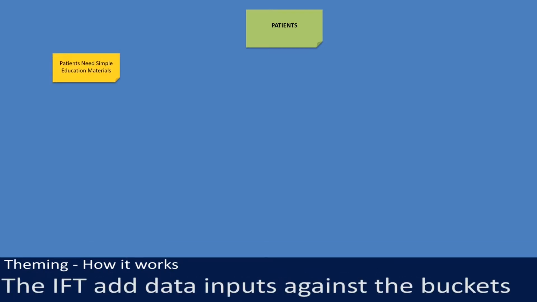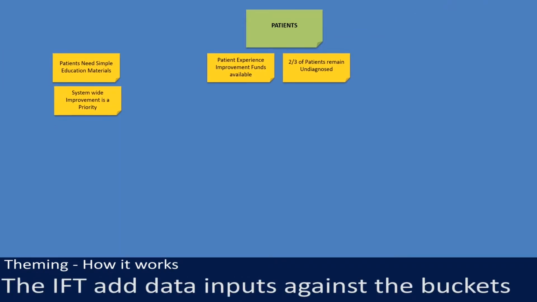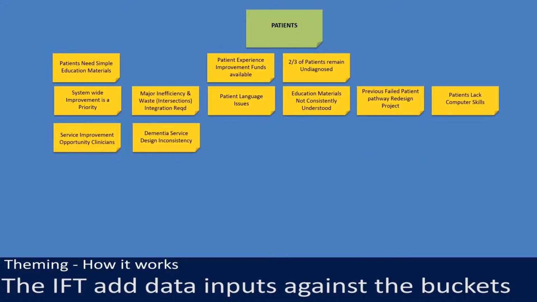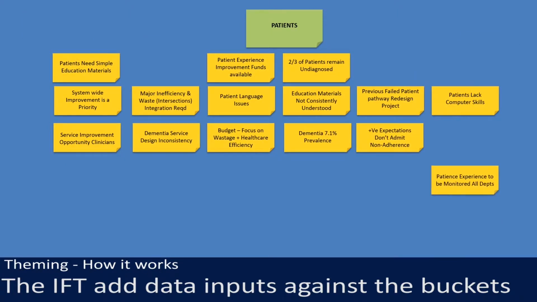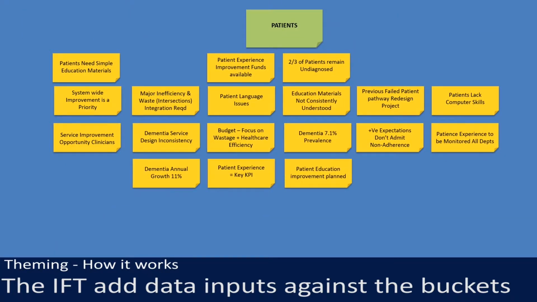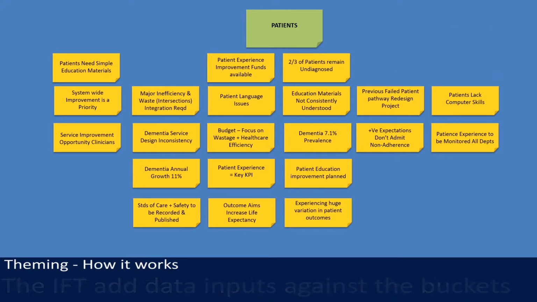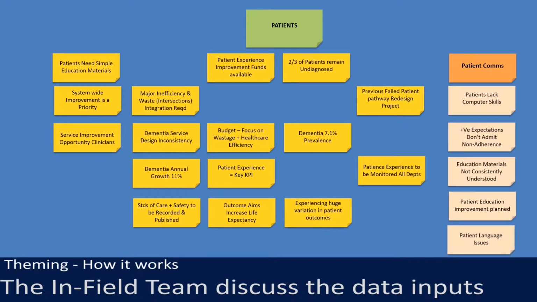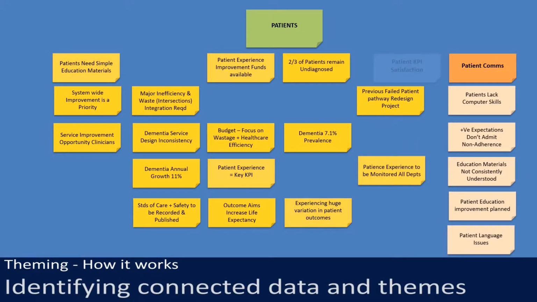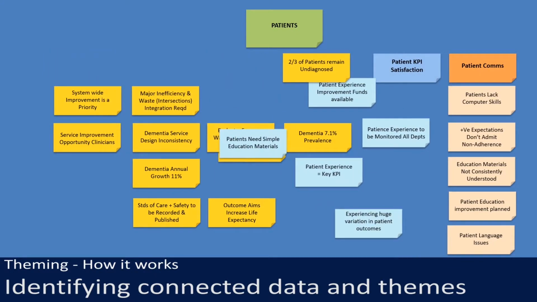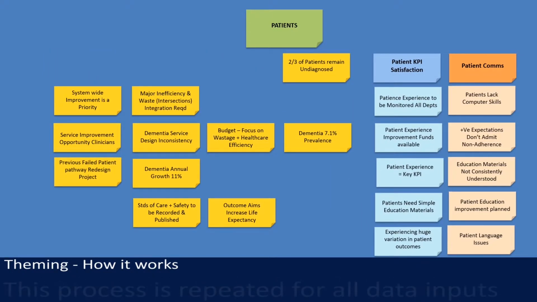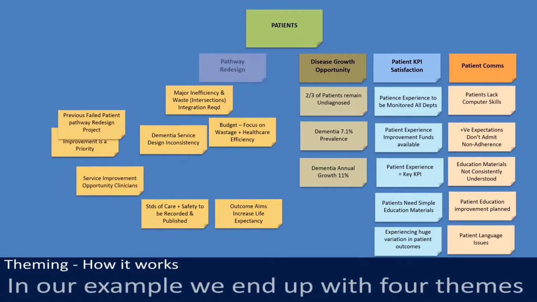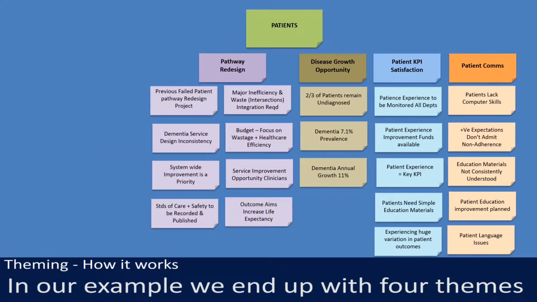The in-field team add data inputs against the buckets. The in-field team discuss the data inputs, identifying connected data and themes. This process is repeated for all data inputs. In our example, we end up with 4 themes.